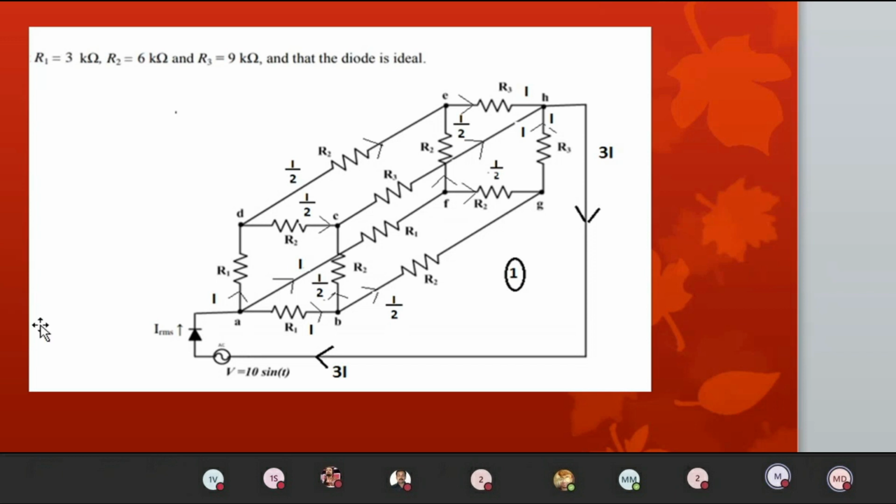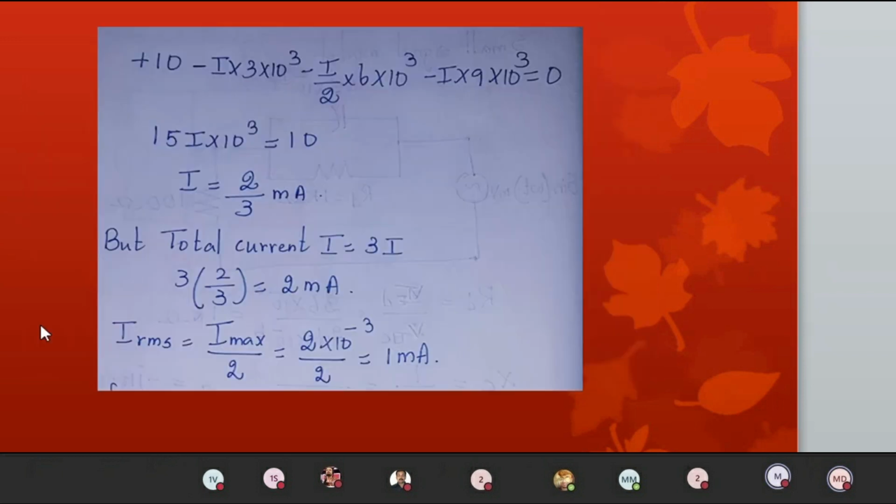You should understand one thing, the diode is ideal, which means that you don't have any power loss, so the heat dissipation is ideally 0. And IRMS is not I max by root 2 here, it is actually by 2, which is nothing but 1 milliamp. Because for a full sine wave you divide by root 2, but for a half-wave rectified current, you have to divide by 2.